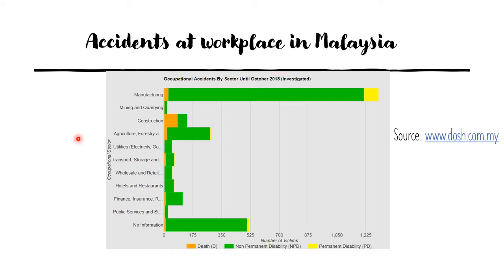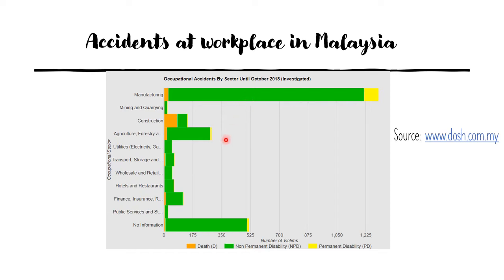This is some statistics of accidents at workplaces in Malaysia until October 2018. We got this information from DOSH Malaysia. So you can see the green is the number of non-permanent disability accidents, while the yellow color is the permanent disability, and the orange color is the accidents that cause death, or fatal accidents. You can see manufacturing has the highest quantity.